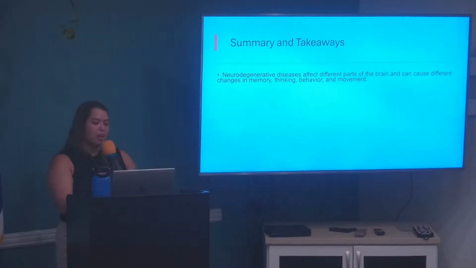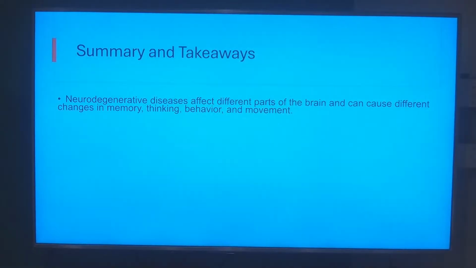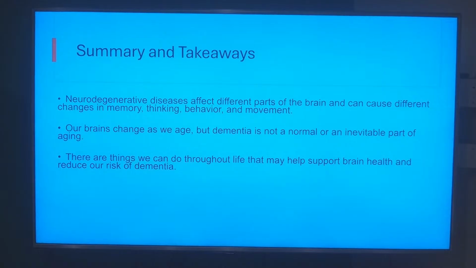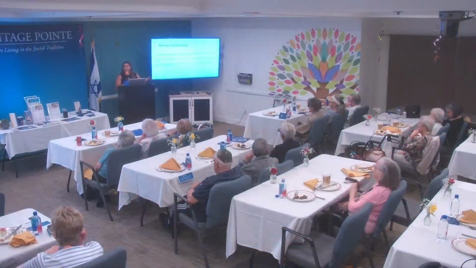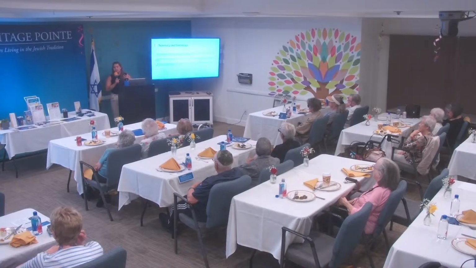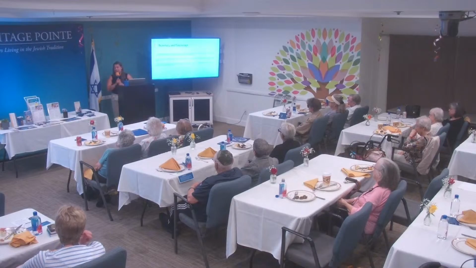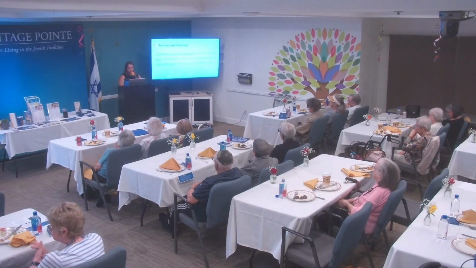So just some takeaways. These diseases affect different parts of the brain, can cause changes in memory, thinking, behavior, and movement. Our brains change as we age, but it's not a normal or an inevitable part of aging to get dementia, is what I try to say. There are things we can do throughout our life to reduce our risk of this, right? So that chart, I will send out that chart. Try your best. If you follow that as closely as you can, you modify this risk by 45%, which is pretty good. You know, it's better than some card games in Vegas.